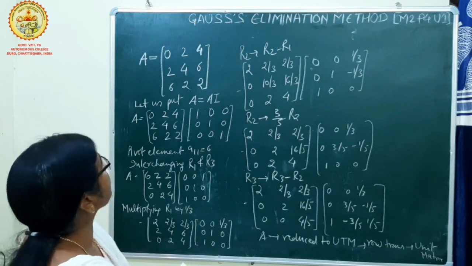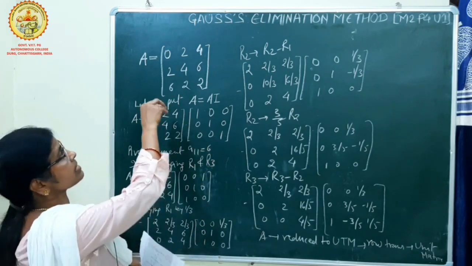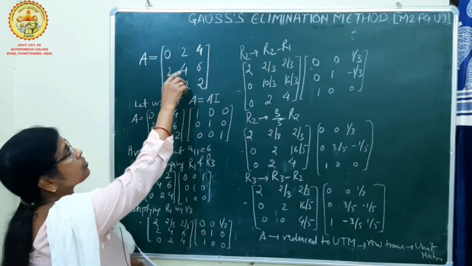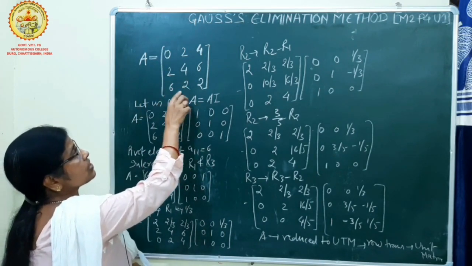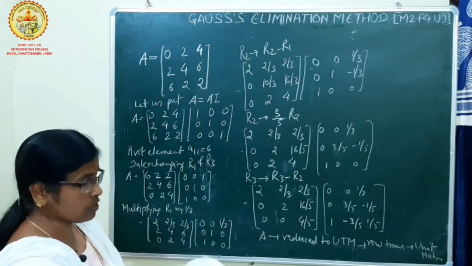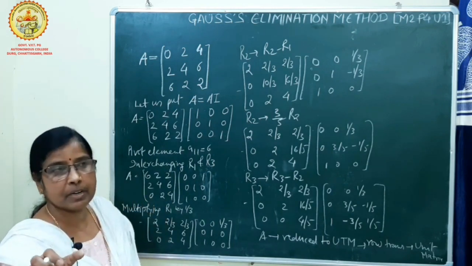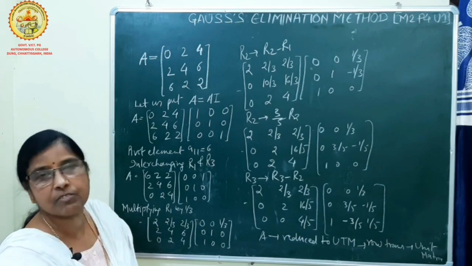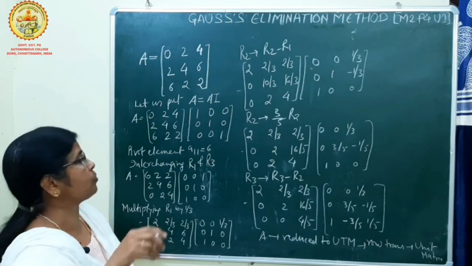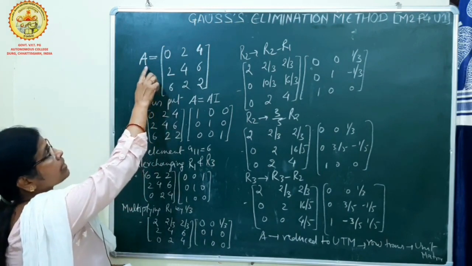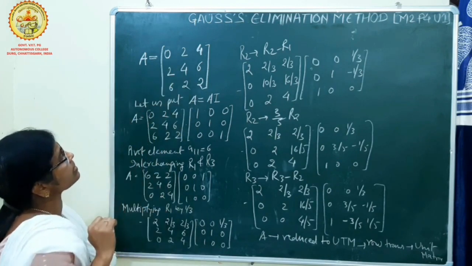For example, we take a matrix whose components are 0, 2, 4, 2, 4, 6, 6, 2, 2. And the most important thing is we take the pivot element. Pivot element means the largest value in the first column. So we take example A as this.